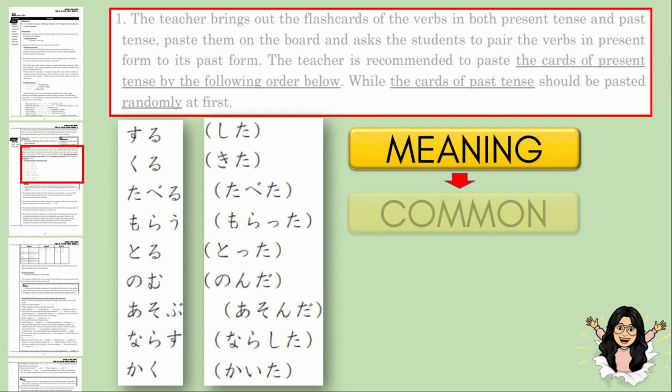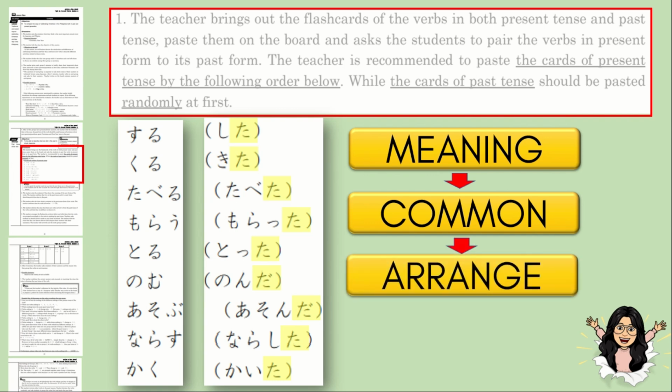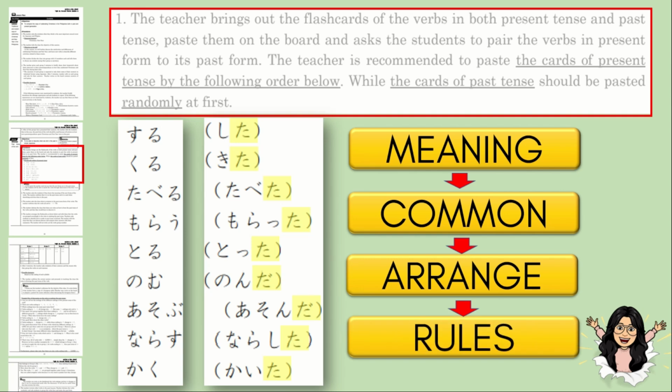And we are going to ask them what is common in the past tense of the verbs shown. That would be this, confirming that all the verbs end in ta. Next, we are going to arrange already the second column according to what is shown on the screen, beside their pair, which is in the present form. And we are going to inform the class that there are rules on how to form the past tense of the verb, and they would have to discover it.